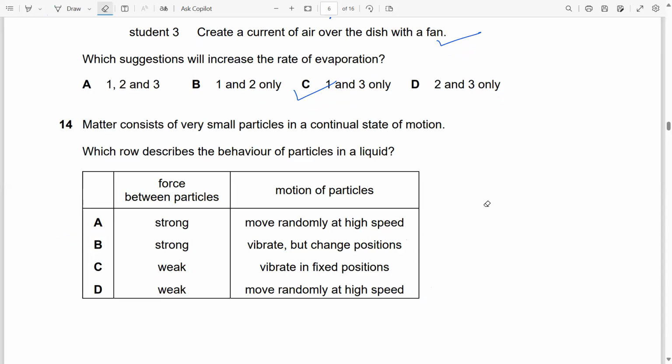Question number 14. Matter consists of very small particles in a continual state of motion. Which will describe the behavior of particles in a liquid? So in a liquid, move randomly at high speed. This is not possible because only in gas particles move at high speed. This is wrong. Vibrate in fixed position. This is for solid. So option B is the correct one.